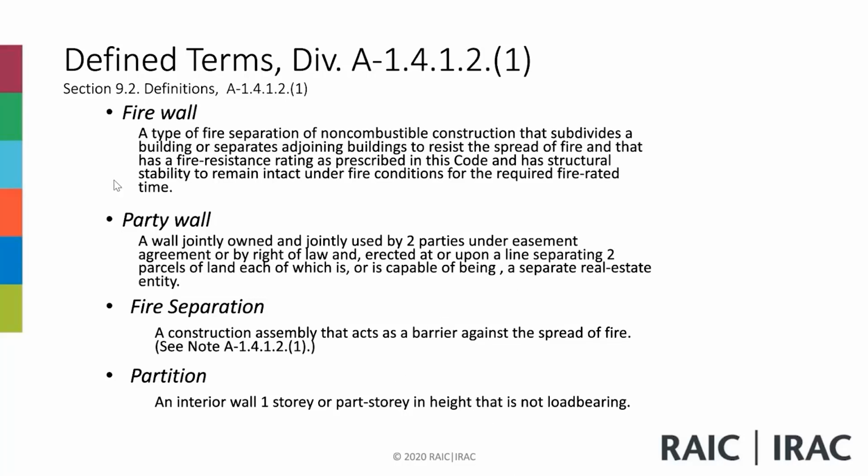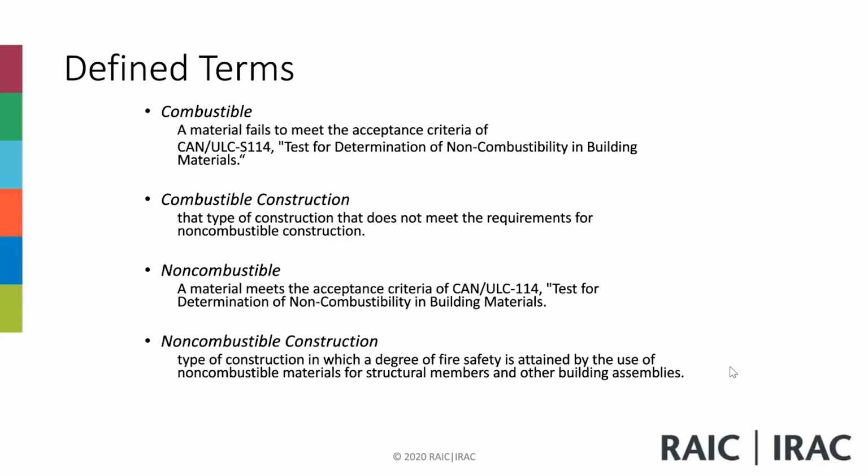Firewalls, we looked at the firewalls, party walls, and fire separations. Sometimes the party wall is always required to be a firewall, and the firewall sometimes can be just a fire separation of 1 hour for certain types of residential assemblies. And the partition is always an interior wall that's only single story in height or part of a story in height, and it is not load bearing.